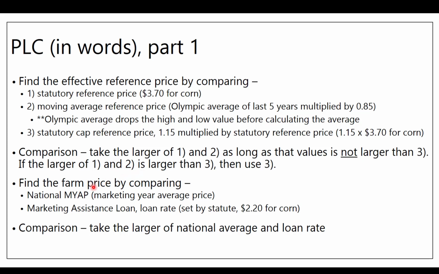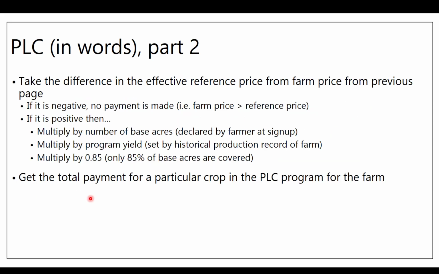Find the farm price, we just look at the national marketing year price. As long as that's bigger than $2.20 for corn, that is what we're going to be using. Part 2, take the difference in those two. If it's negative, then you don't get a payment, right? If the marketing price is above the effective reference price, you don't get anything. But if it's positive, if there is a gap, then you get, based on your base acres, your yield.